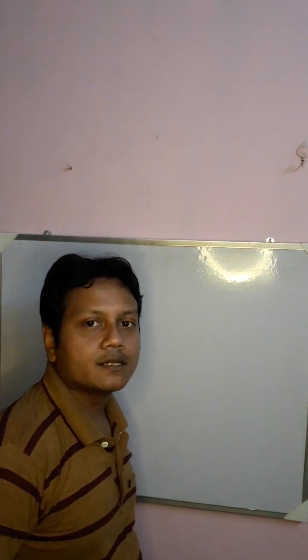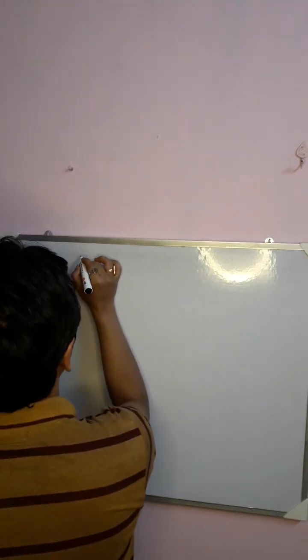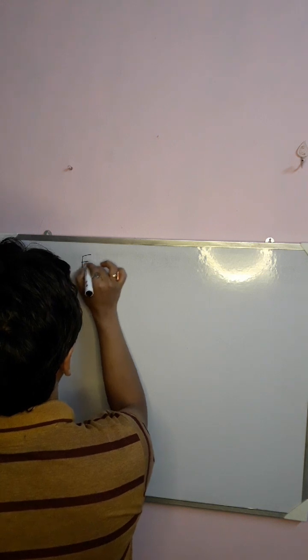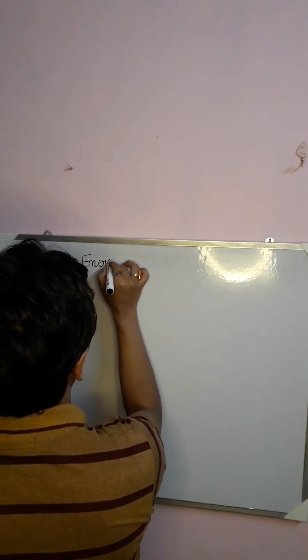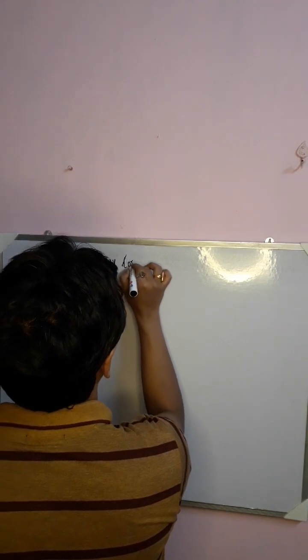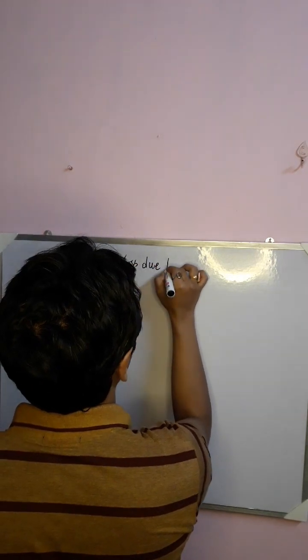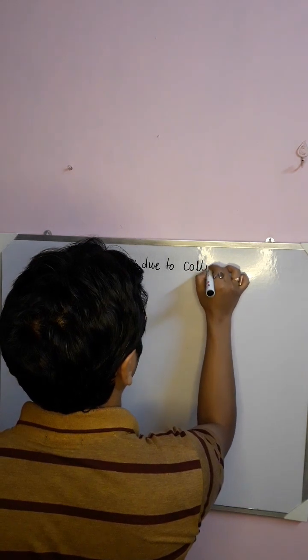Now in my last lecture I discussed the collision process, and there we found the velocity after collision in a simple algebraic manner, by assuming that the collision is elastic. Now in today's lecture I am going to discuss the energy loss due to collision.